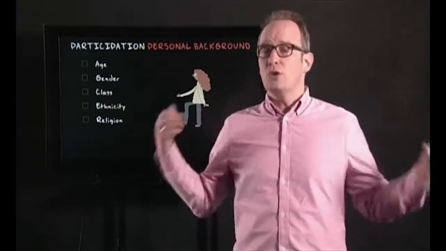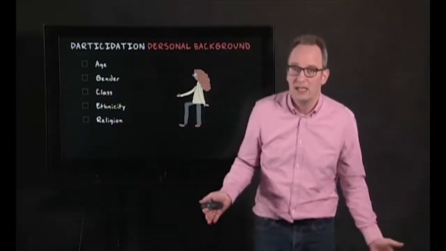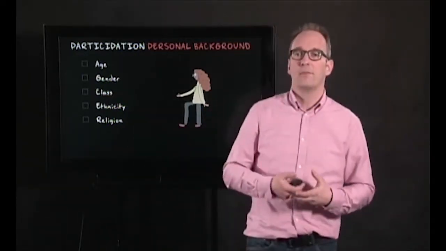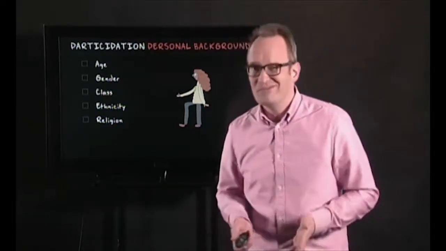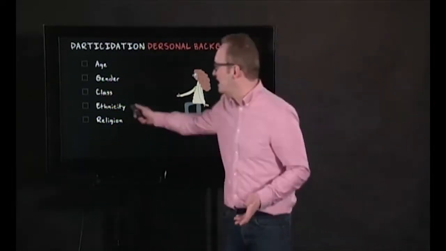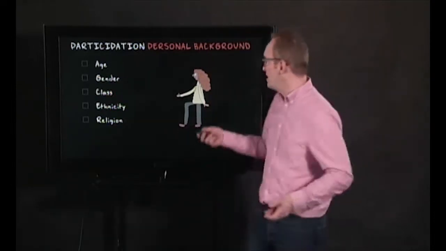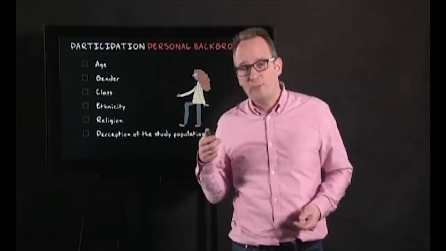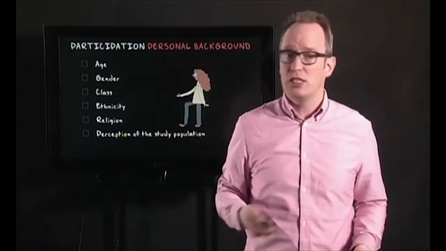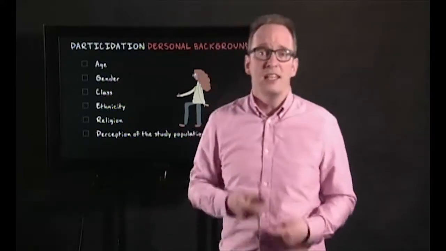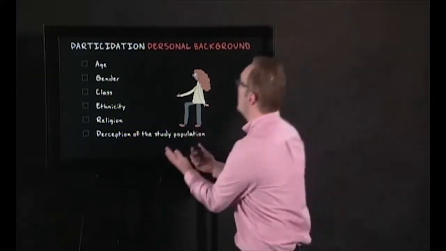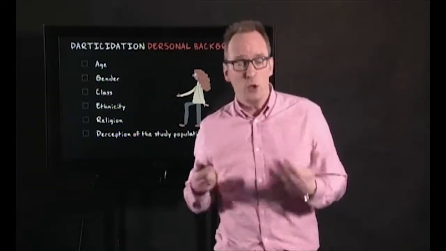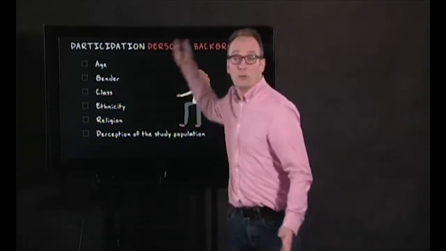And some of those features you can't really change easily. Well, you can pretend to be of a higher class, or you could pretend a certain religion, but usually it's a bit hard to change ethnicity and gender as well. And there's a last part to it: if people perceive you to be of a certain age, a certain gender, a certain ethnicity, then it doesn't really matter whether you really are of a certain ethnicity or religion, the perception is there. So when you do participant observation, you have to deal with this.